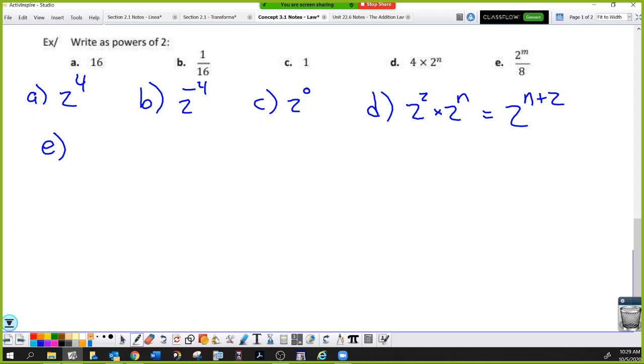We have 2 to the m times... Now, you know what? Let's write it like this. Let's take it in multiple steps. 2 to the m over 8. 8 would be 2 to the 3rd. So how do I write this as a single base 2? 2 to the top minus bottom. 2 to the m minus 3. Cool, huh?